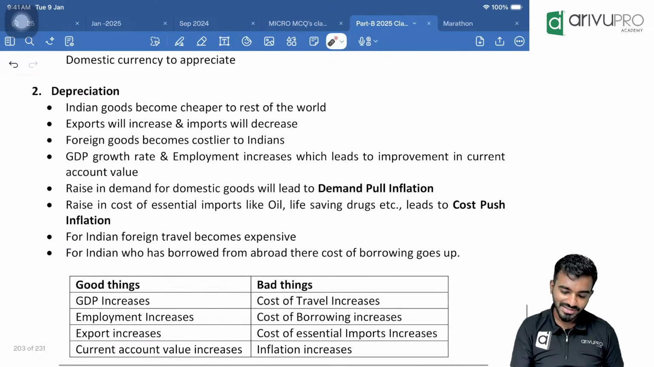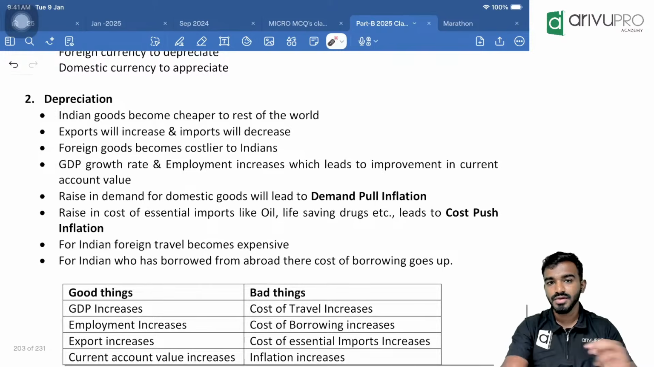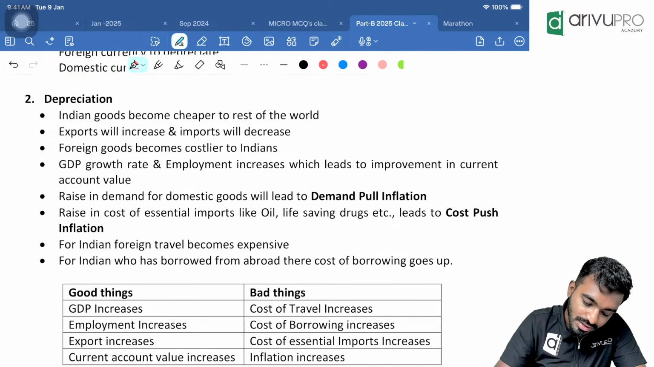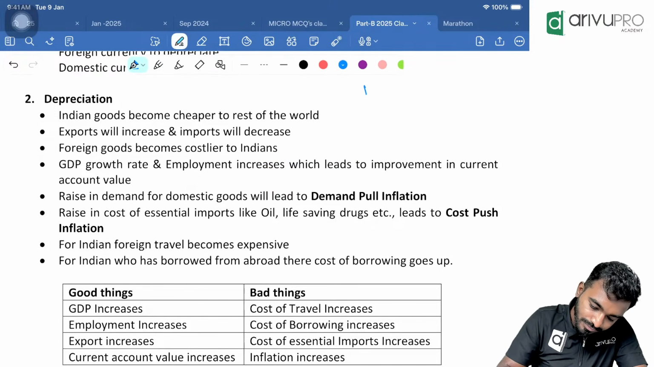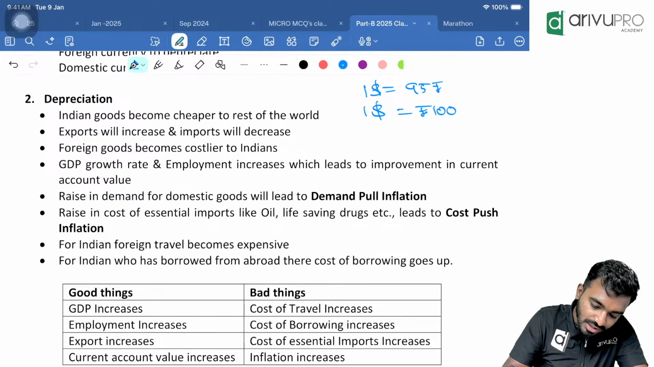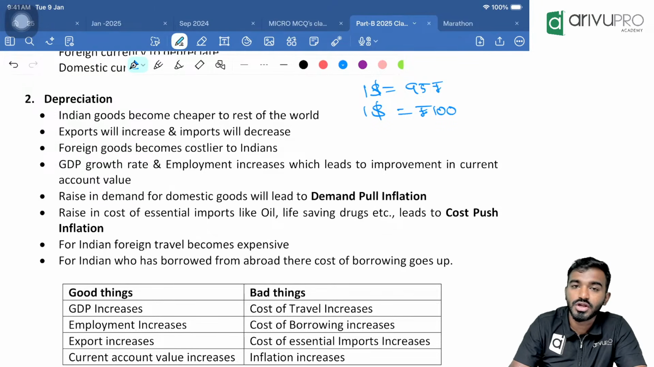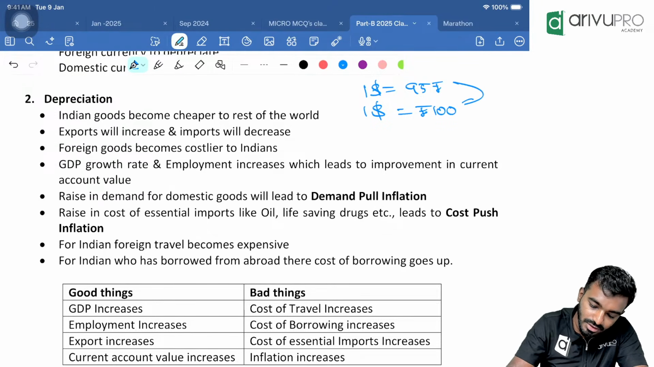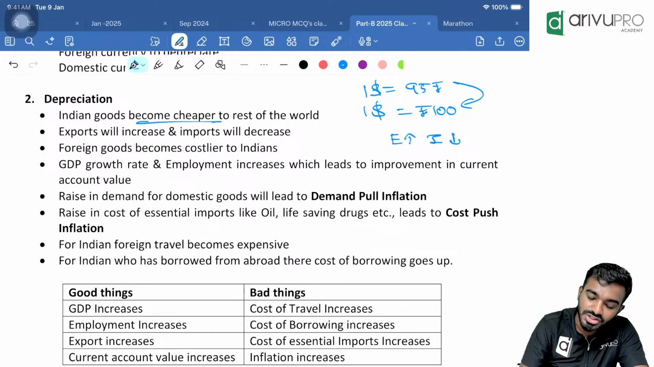And next, Indian rupee depreciation. Let's say earlier $1 was 95 Indian rupees, now $1 is becoming 100 rupees. So this is depreciation. Now exports will increase, imports will decrease. See, Indian goods become cheaper, so exports will increase, and imports will decrease because imports have become costlier for us.